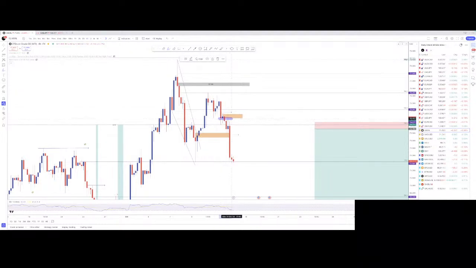So I used this flag pattern on a smaller time frame as an entry for my oil sale. And right now from that entry, that's a 1 to 6 trade. Right now I want to see if price will pull back to retest this level again so we can add to this position.